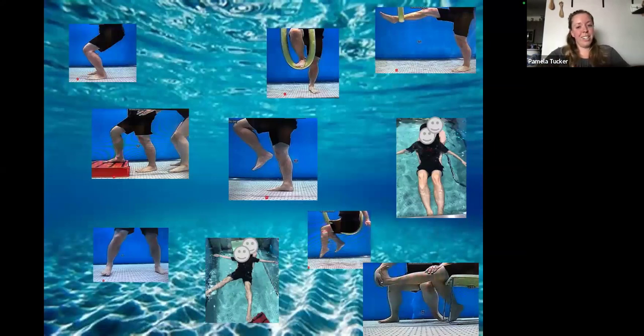Pictured here are some different exercises that I've used with my patients in the water. So it can be very vast. There are so many different things we can do in the water, and it's very goal dependent. Really, the ocean's the limit. There can be so many different things that we can do.